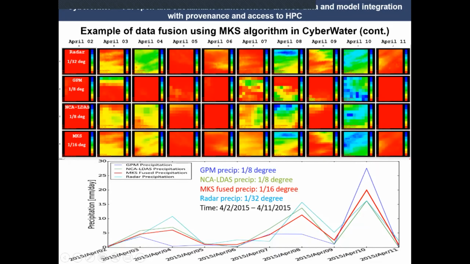And down below here shows the time series of the precipitation from each data product and also the fused data. Each point here represents an area mean of this entire area. And so you can see the MKS time series is shown up here in red.